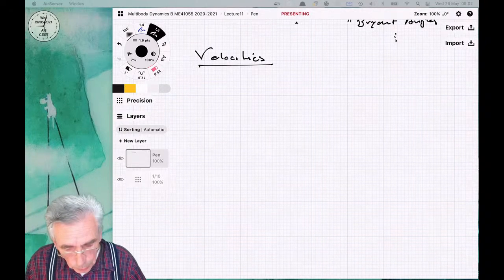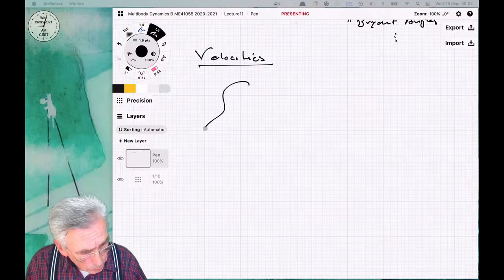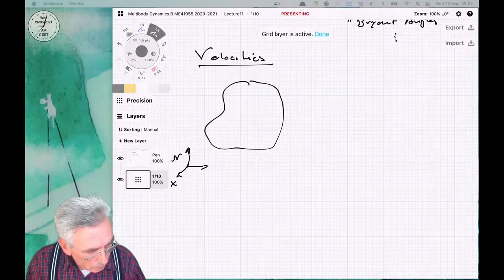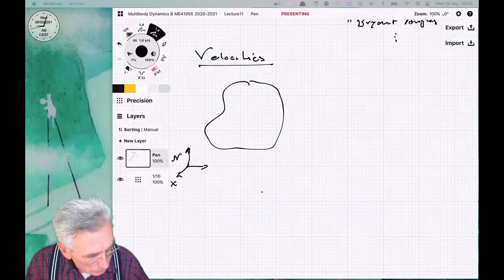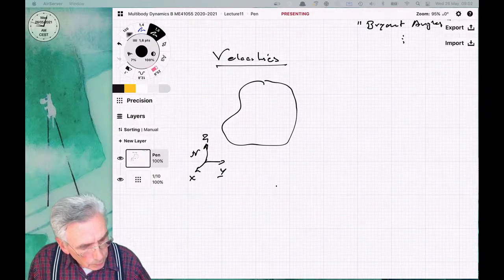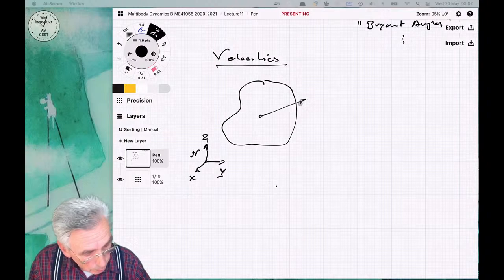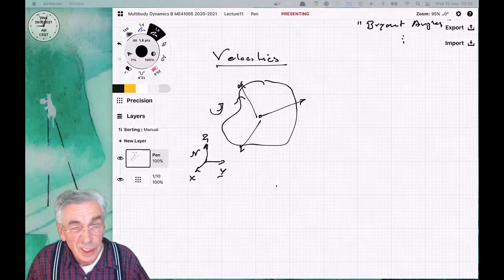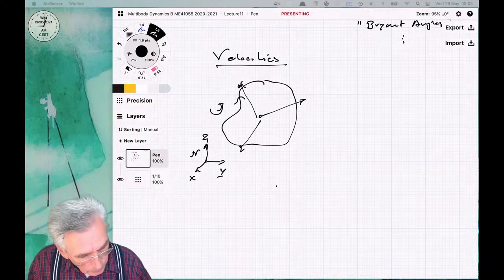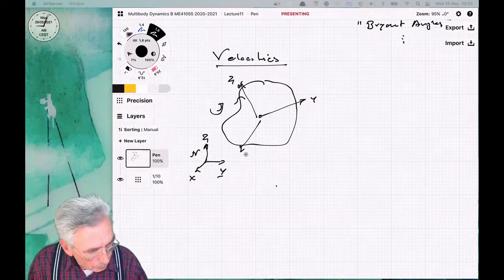So for velocities, what do we do? Well, again, we draw our potato, right? We have our inertial system here, X, Y, and Z. And then here's some body fixed coordinate system, right? I should say triad, because a coordinate system is a triad with an origin. Okay, z, y, and x.